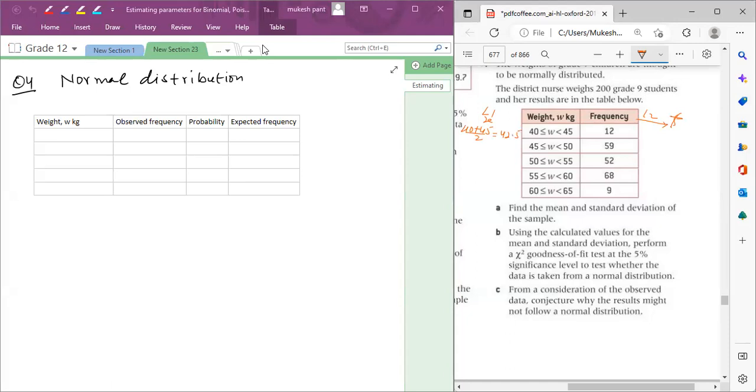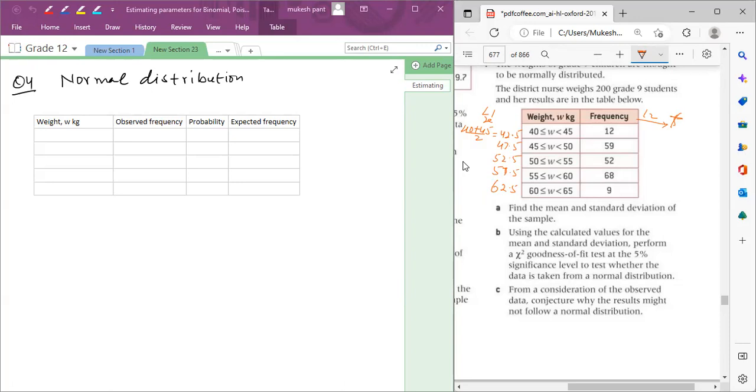Similarly, do the next one: 45 plus 50 is 95, and 95 over 2 gives you 47.5. Similarly, you get 52.5, then 57.5, then 62.5. You put these values in the calculator in list 1 and list 2. I have already told you how to find the mean and standard deviation in the previous questions, so you can check there.